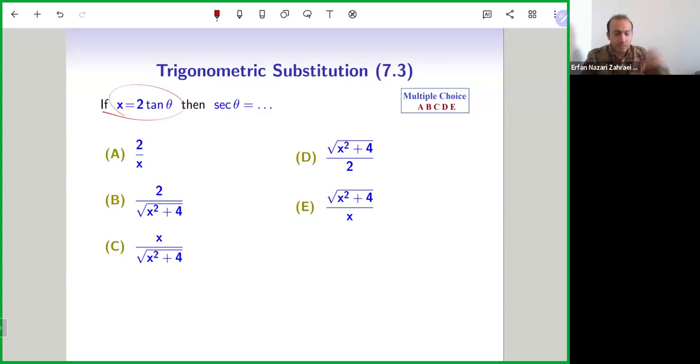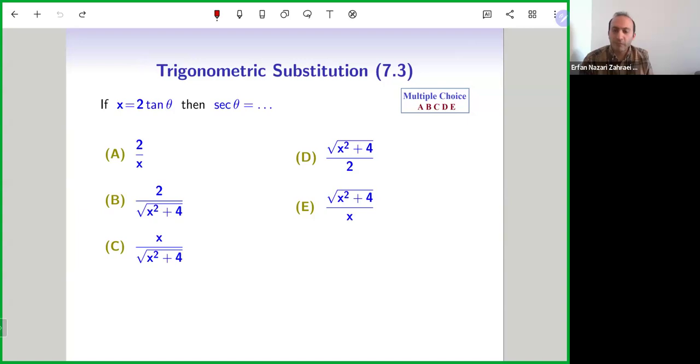I'm given that I'm doing this substitution. Assume that you did the computation until the end and you have some term like secant theta. You need to substitute this back in terms of x. That's the question. How do you express this purely in terms of x? How should I do it?